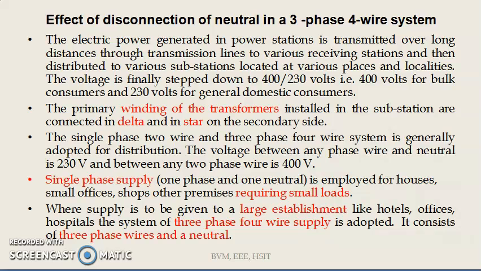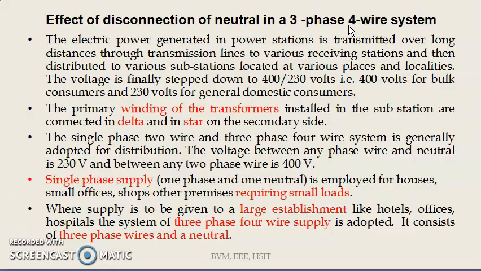Well, dear students, today we'll discuss the effect of disconnecting the neutral from a three-phase four-wire system. As we all know, electric power is generated in a power station and transmitted over a long distance through transmission lines to various receiving stations, and then distributed to various substations located at various places and localities. The voltage is finally stepped down to 230 volts or 400 volts, 400 volts for bulk consumers, whereas 230 volts is used for general domestic consumers.